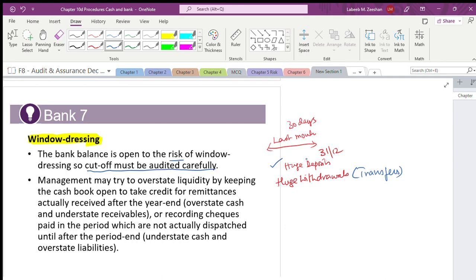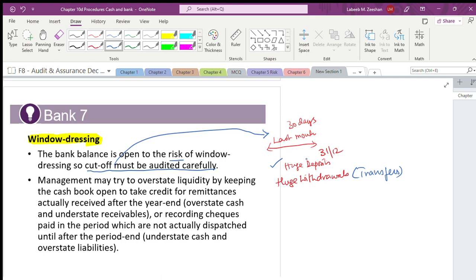Cutoff is nothing but the last month, the last 30 days, which is very crucial. You will just focus on the transactions. Any transactions which are not normal in nature, we will trace them out and identify them.